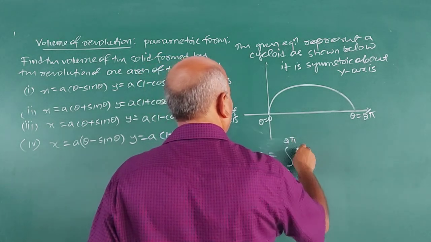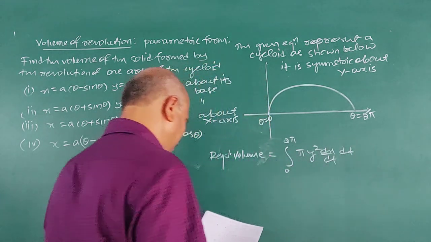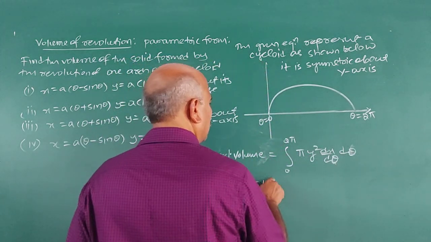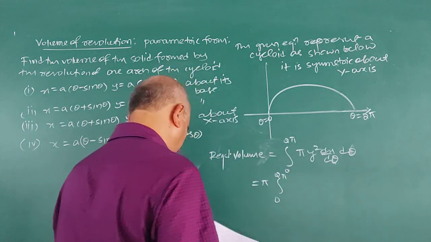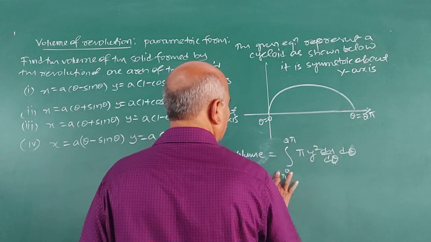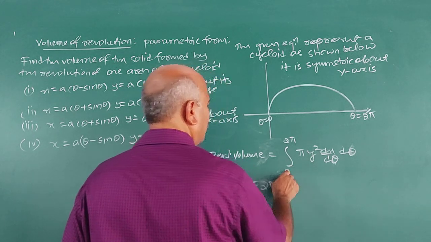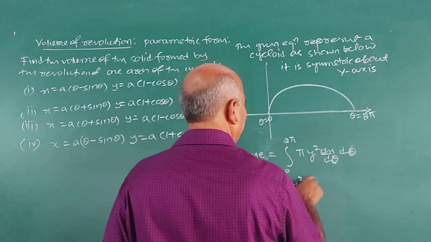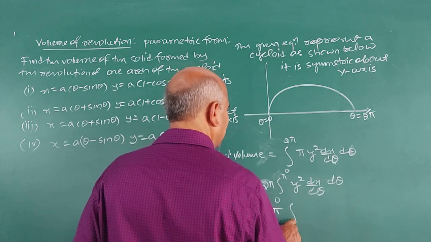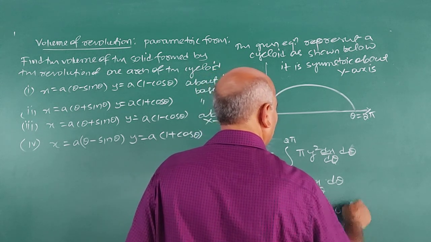integral 0 to 2 pi into y square dx by dt. This is the formula. Our parameter is theta here. I take d theta with respect to theta. So pi 0 to 2 pi. We take 2 into 0 to pi because of a property of definite integral. 2 into 0 to pi. So 2 pi 0 to pi y square dx by d theta with respect to theta. 2 pi 0 to pi y square a square 1 minus cos theta whole square.